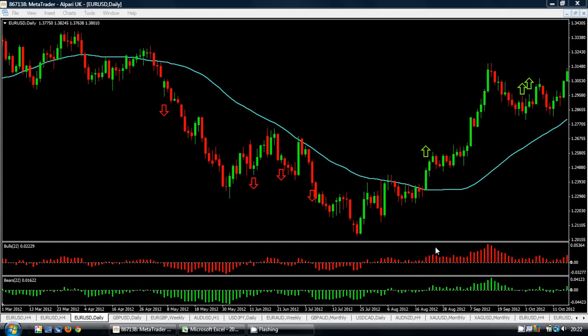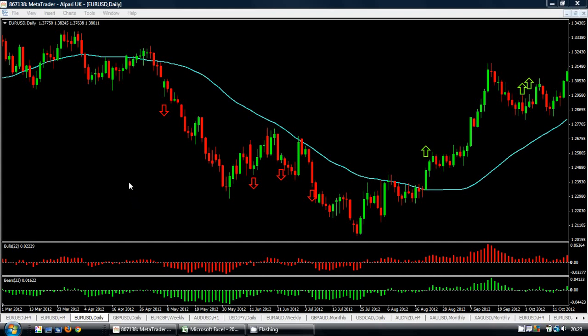So on the screen in front of us we have some price bars, and over these I have placed a moving average. And at the bottom of the chart we have the Elder indicator, which comprises the bull power, which I've shown here in red, and the bear power, which I've shown here in green.